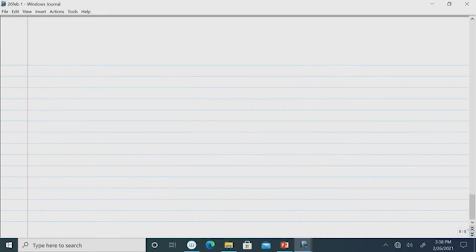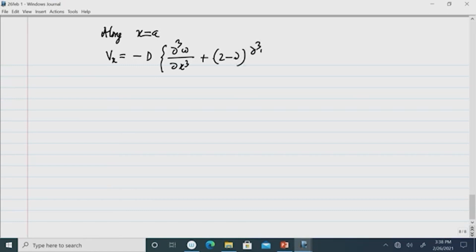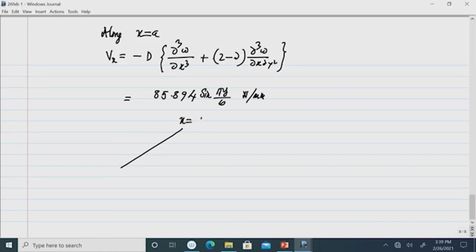Now, if we want to calculate the shear force distribution, that is the S shear, the expression for S shear along x equal to a, because it is symmetrical, it will be the same, equal to minus D. After substituting the value of the derivative, you will finally get the result as S shear value as 85.89 sin pi y by b. This unit will be Newton per mm. So, if I see the distribution along one edge, this edge I have taken as the x equal to a edge, the distribution is sinusoidal, you will get the S shear distribution like that.